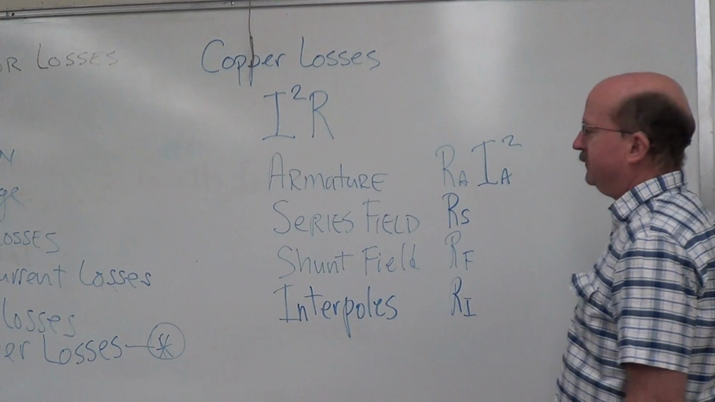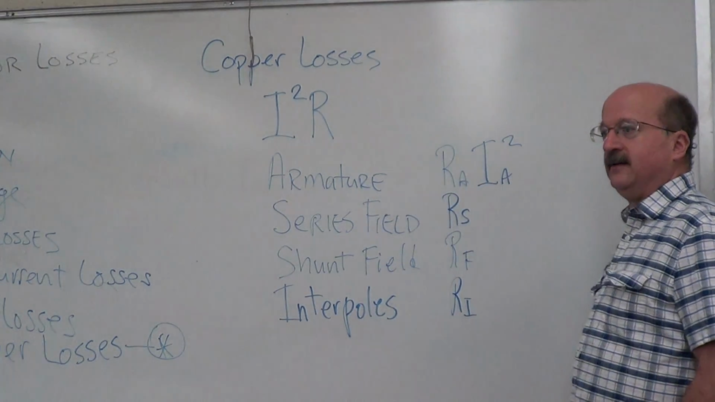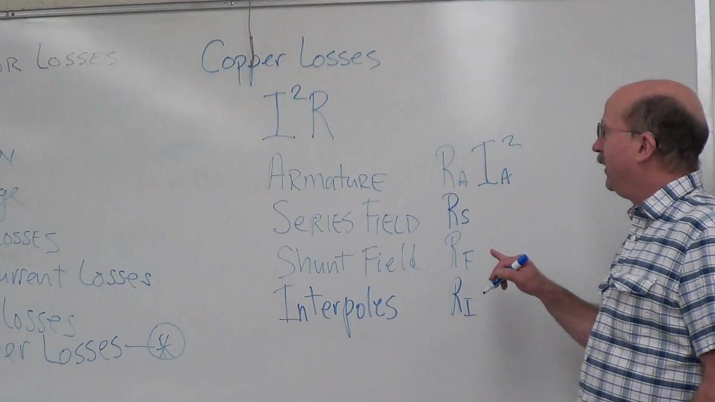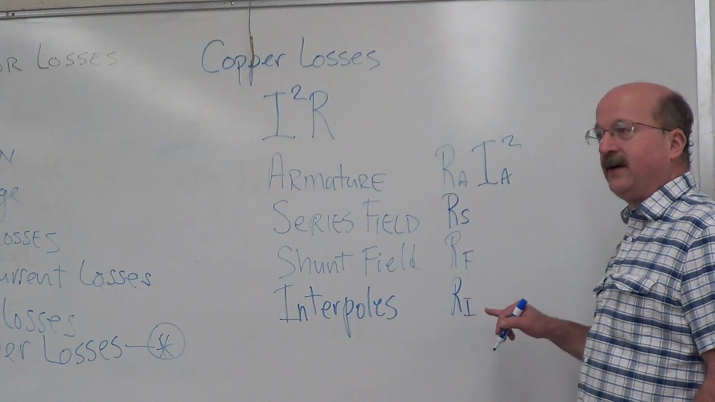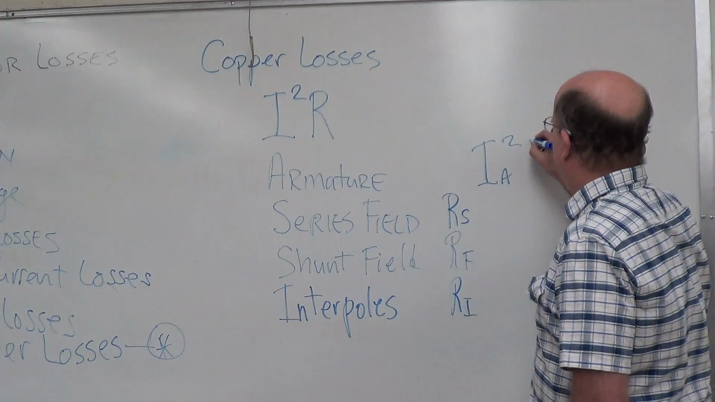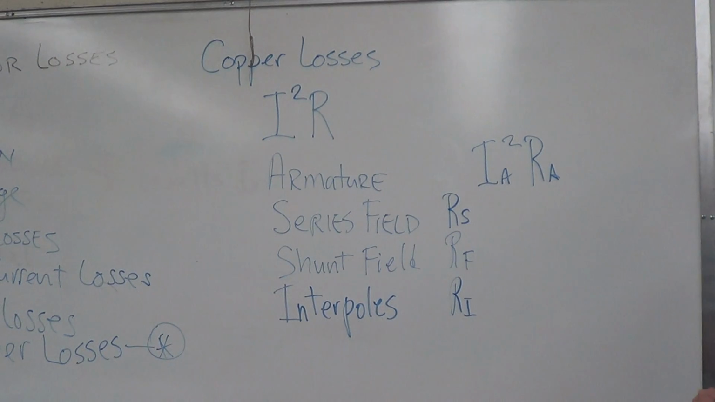IA squared. Whatever current you've got through the armature, you square it. That's your power. Is it okay if I swap those two around like that? Yeah. I squared R, R, I squared? Yeah, why not? Okay. I squared RA. That better? Same thing, right? Yes.